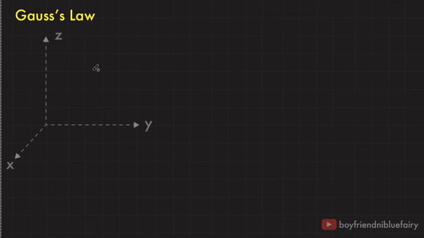Gauss's law is a technique for calculating the electric fields of highly symmetric systems. When you have a charge distribution that has a specific symmetry, for example, the charge distribution is spherically symmetric, or cylindrically symmetric, or planar symmetric, then we can use Gauss's law. But before we proceed, let me define the concept of area vector.